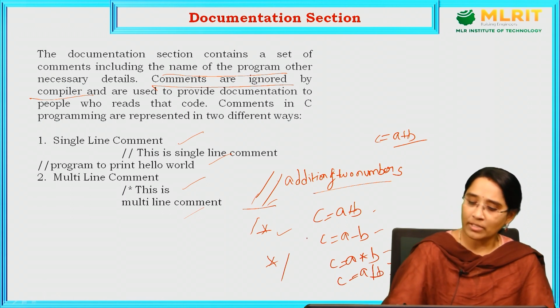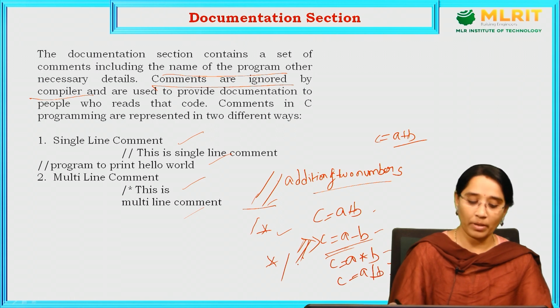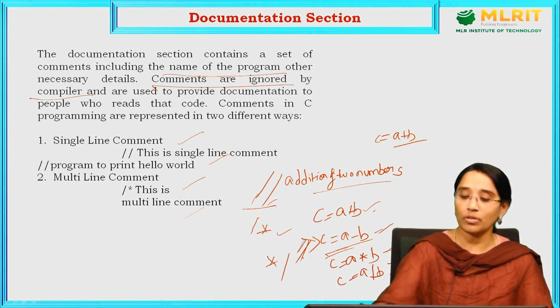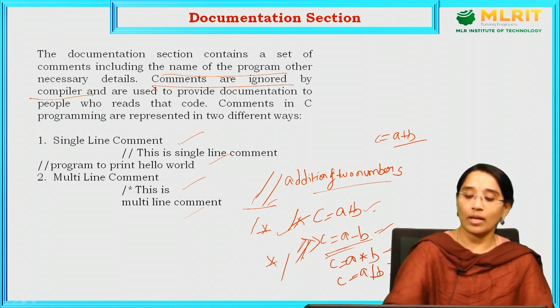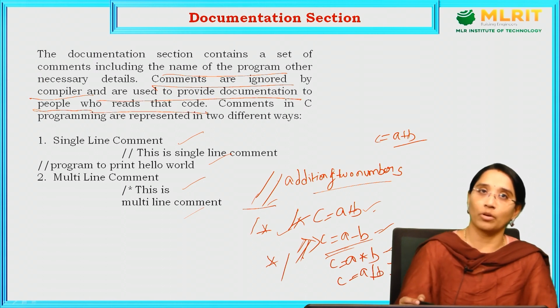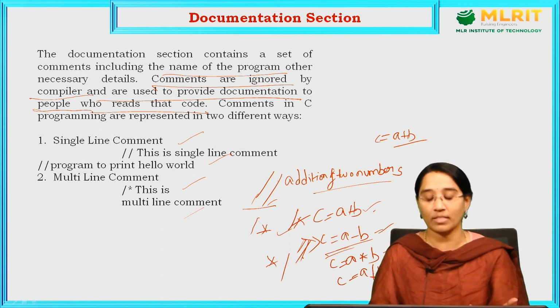Suppose I don't want to execute the subtraction operation. So I will put this line under a comment, and the line will be ignored by the compiler. When I put a statement in a single line comment, that statement will be ignored by the compiler. Suppose I do not want to execute all four statements. I will put them in a multi-line comment, slash with star and star with slash. So comments are ignored by the compiler and are used to provide documentation to the people who read that code. Some other people will come and check your code, and they can understand what exactly we have coded.